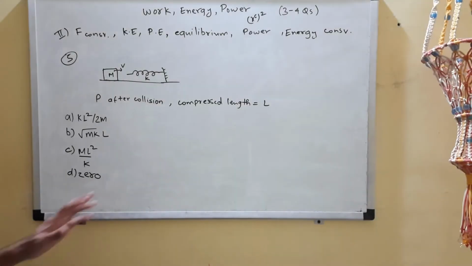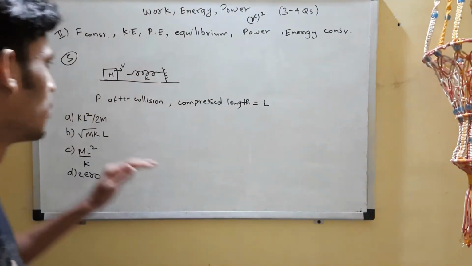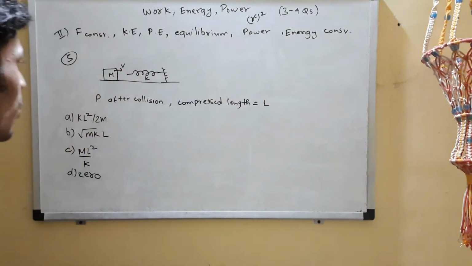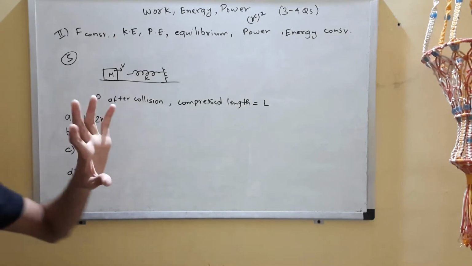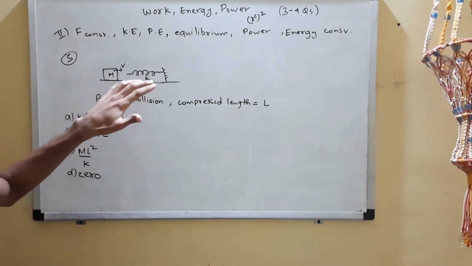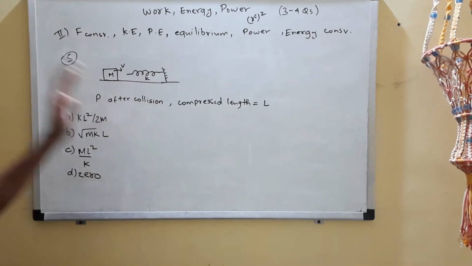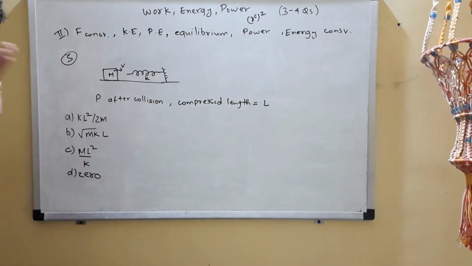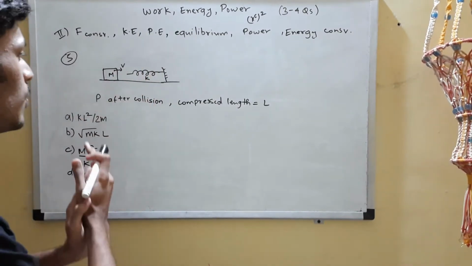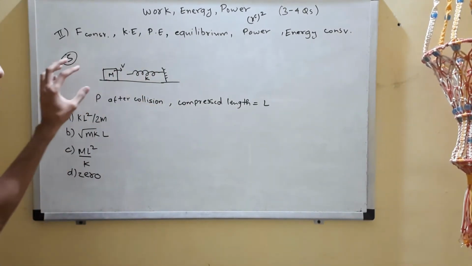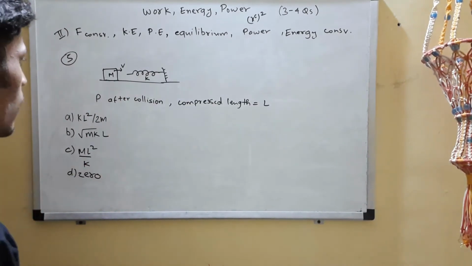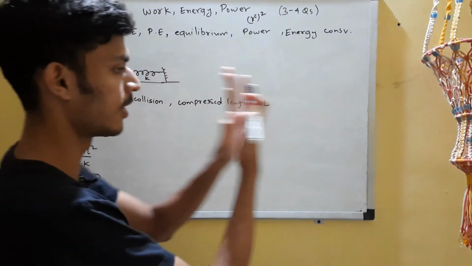Only one question left from this topic. Here we have to use conservation of momentum and a little bit of energy conservation. In this question you can see a block of mass m moving with a velocity v. This is a spring of spring constant k. When this block moves and hits the spring, when there is collision between the two, the length compressed by this block, due to its momentum, is L. Now this block will go and hit the spring, right, and it will compress some length.